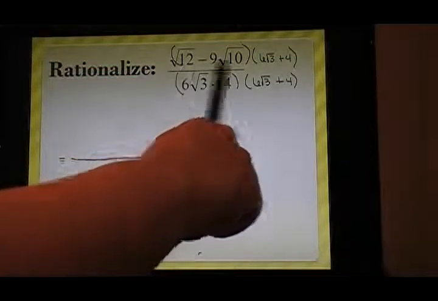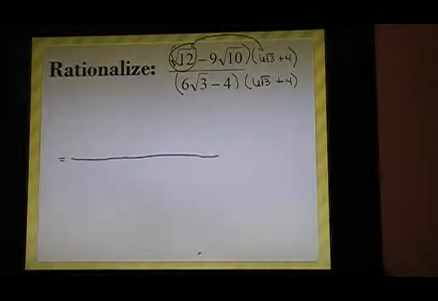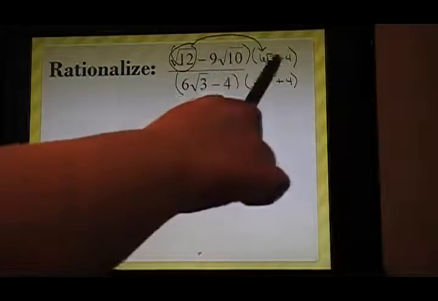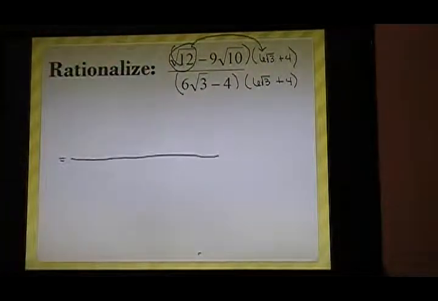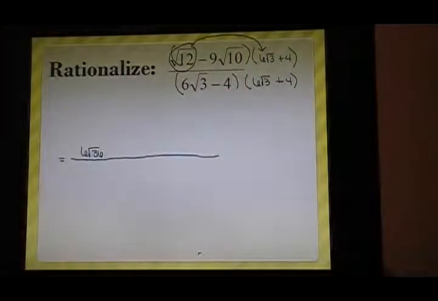Square root of 12 times 6 root 3. So I'm just multiplying my radicands together. That's 6 root 36. Square root of 12 times 4. Can't do anything there, but just write that as 4 root 12. Right? You multiply coefficients together and you multiply radicands together. Otherwise, you just show that that's a multiplication by writing them next to each other with no sign.